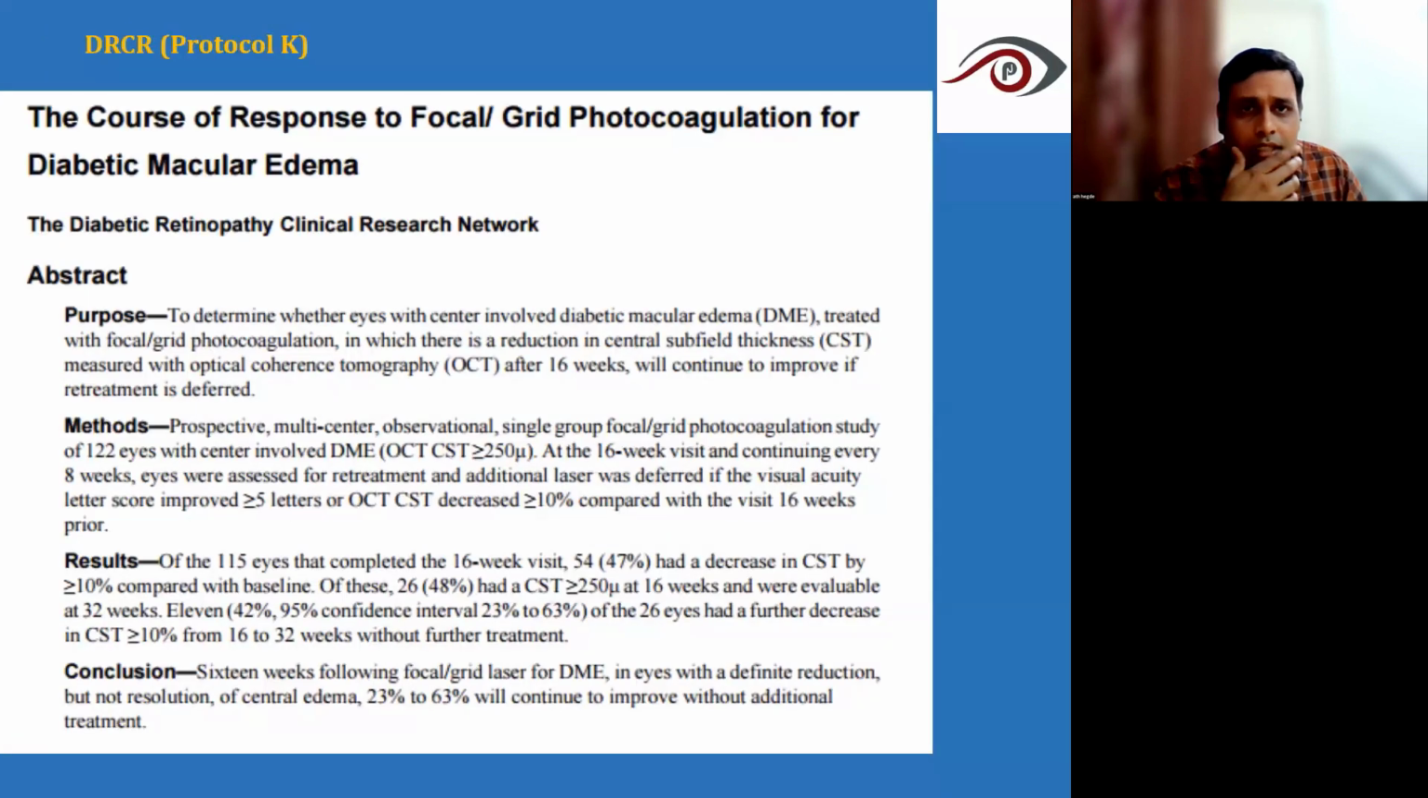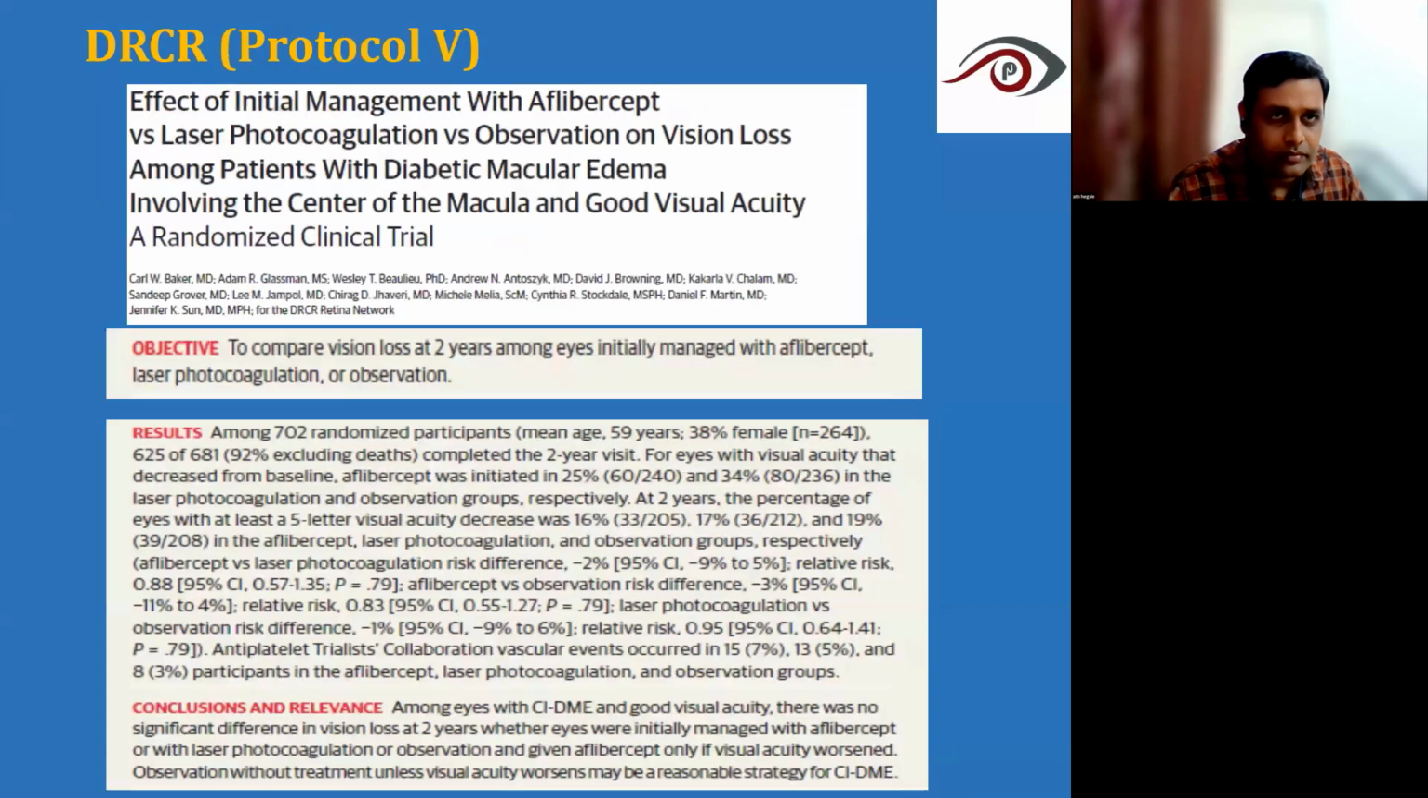The next protocol where they showed you the course of response to the focal grid laser for diabetic macular edema. This was also a prospective study where they did a focal grid laser in central involving DME. And they saw there is a definite improvement, or reduction, in the diabetic macular edema, but not completely.